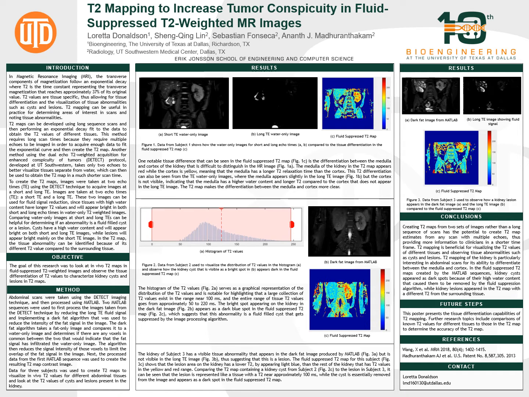For the third subject, I had a lesion on the kidney, and looking at the dark fat image, this tissue abnormality can be seen because the shape of the kidney is different than normal, and the image contrast makes it somewhat differentiable, but the fluid-suppressed T2 map makes it much easier to see exactly where that lesion is on the kidney. We can also see that the lesion is not visible in the long echo time image, meaning this was not a fluid-filled abnormality like the cyst. Also, the lesion has a shorter T2 value than the rest of the kidney, as shown by its light blue color compared to the red and yellow of the kidney.